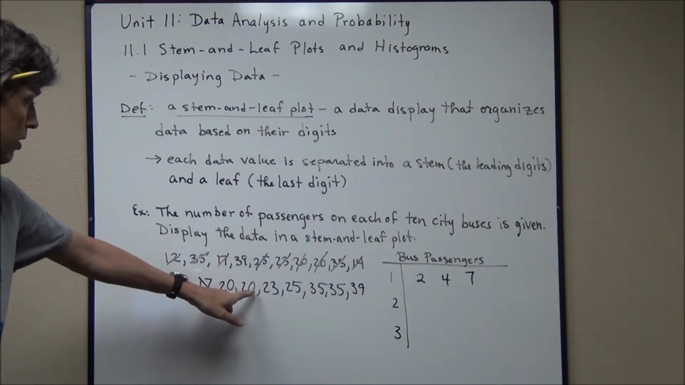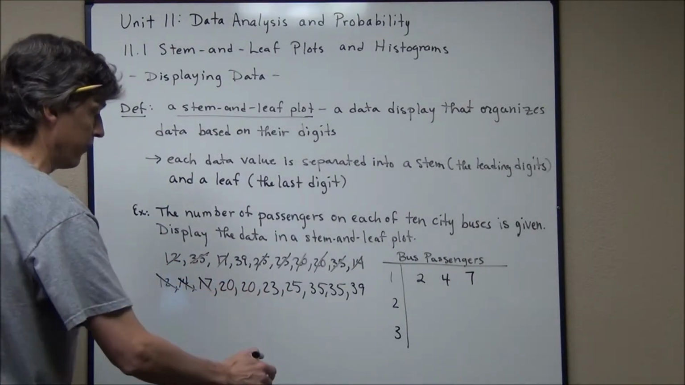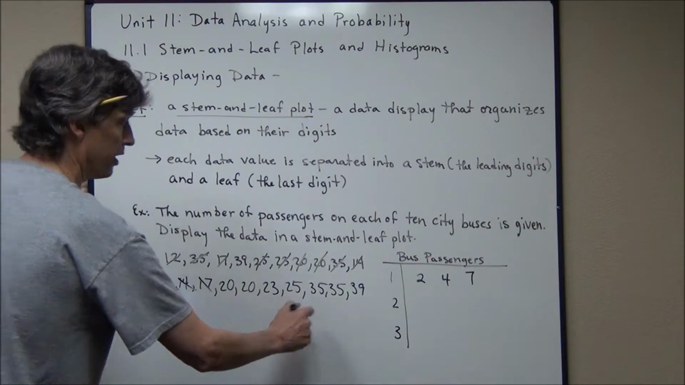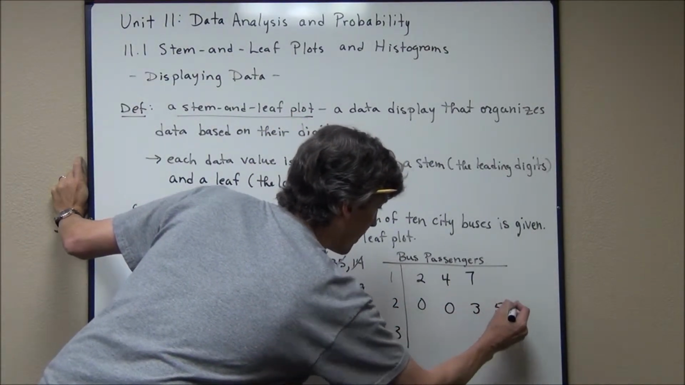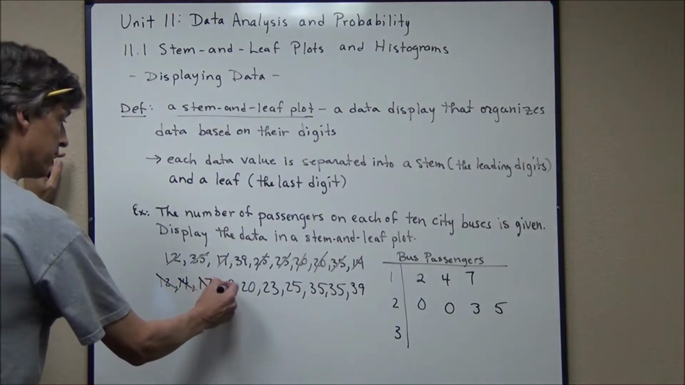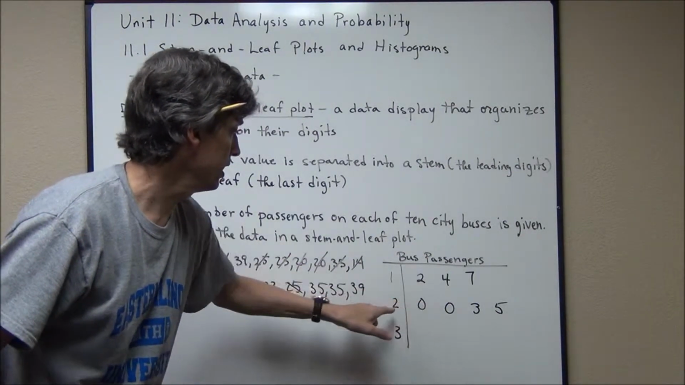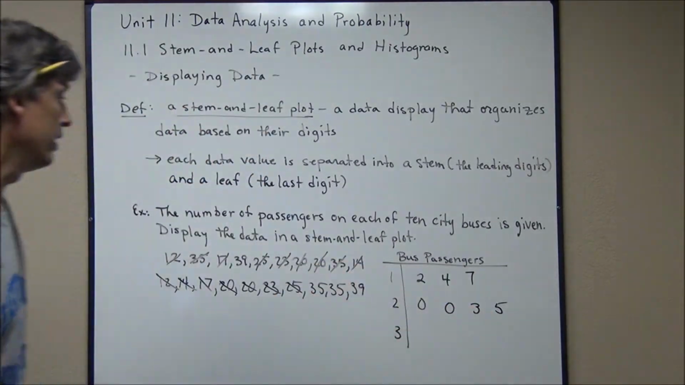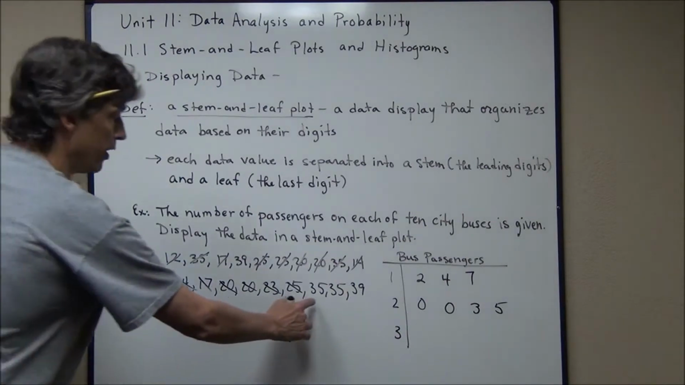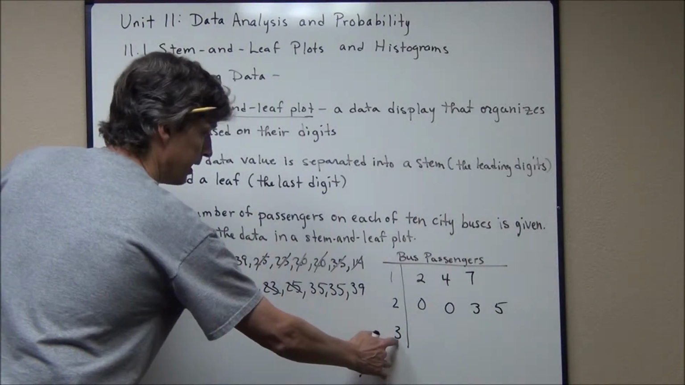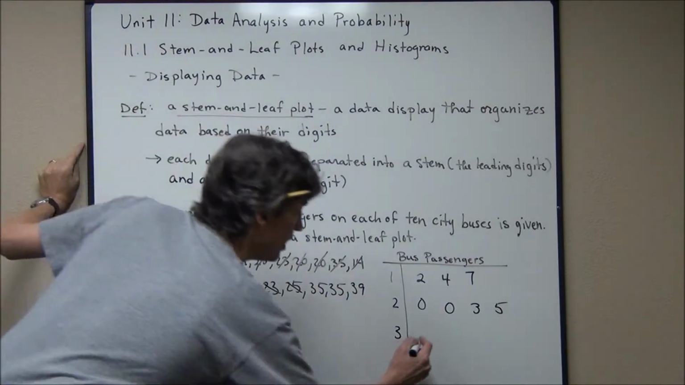Then I have my numbers in the 20s here. I have 2 zeros, a 3 and a 5 for 20, 20, 23, and 25. So I take the zeros, the 3 and the 5, the 0, 0, 3, and 5. And I have these guys represented. This is 20, 20, 23, 25. Now my last 3 numbers are all in the 30s: 35, 35, 39. There's my stem of 3, so my leaves are 5, 5, and 9.